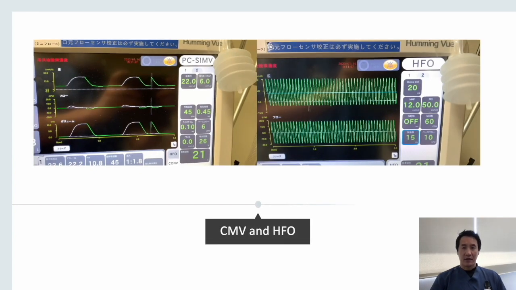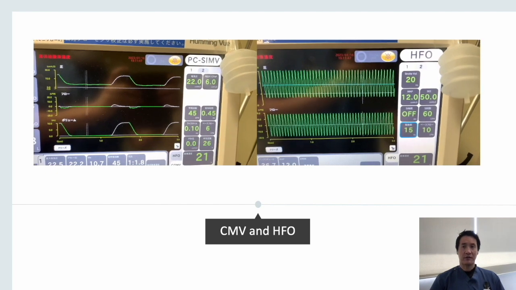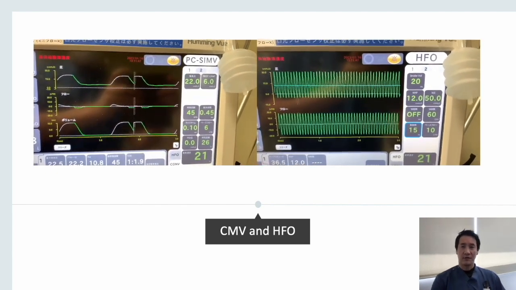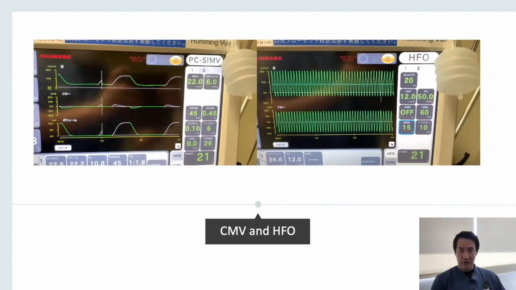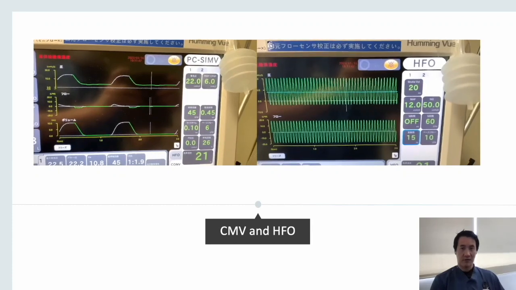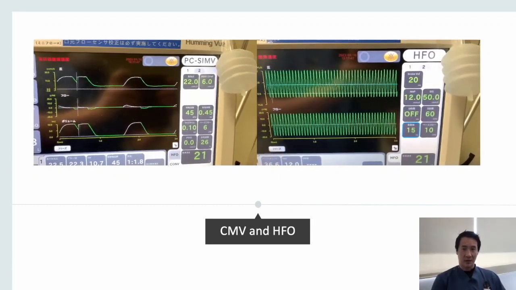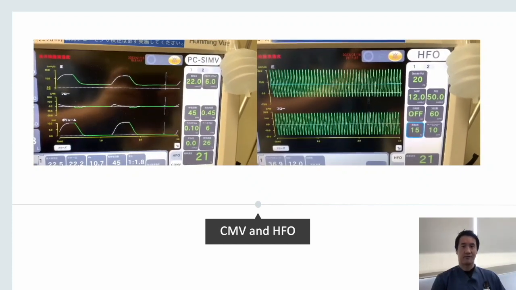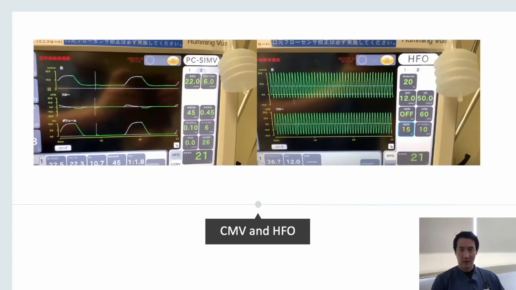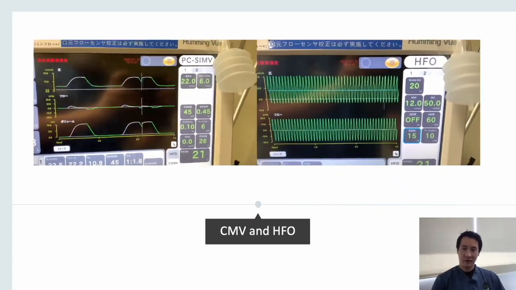To consider HFO, we will first look at it in comparison with conventional CMV mode. As we all know, CMV provides artificial ventilation by delivering a set pressure or tidal volume for a set number of times. Its frequency can be several dozen times per minute, but in HFO, gas is being pumped in and out of the ventilator 10 times a second or so, very, very quickly.